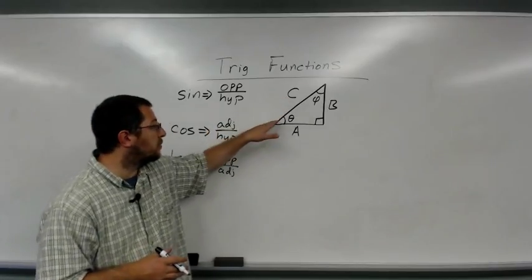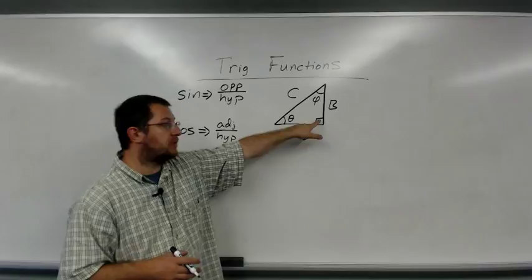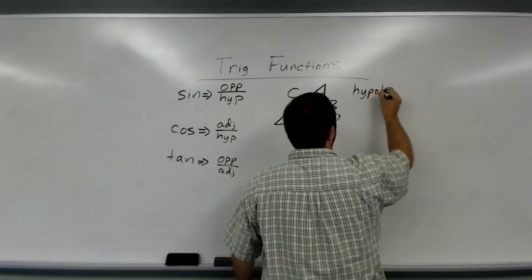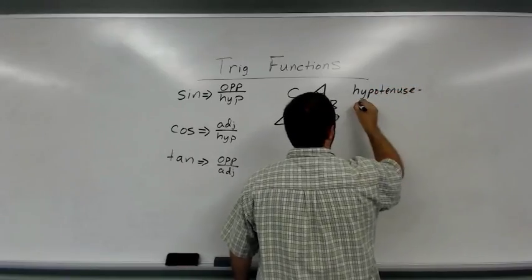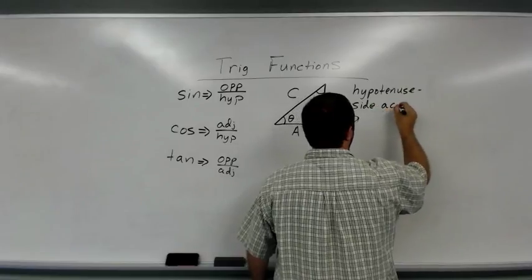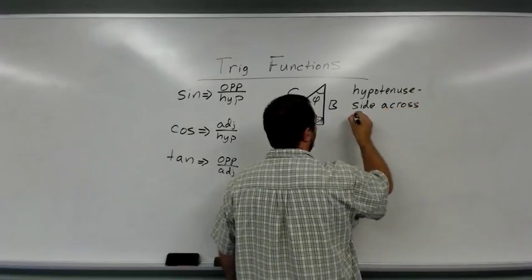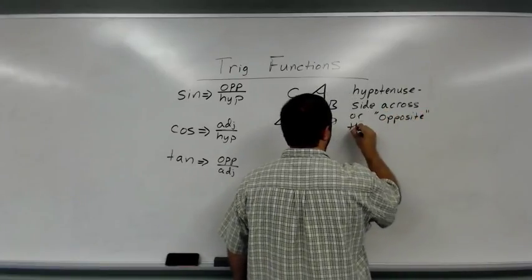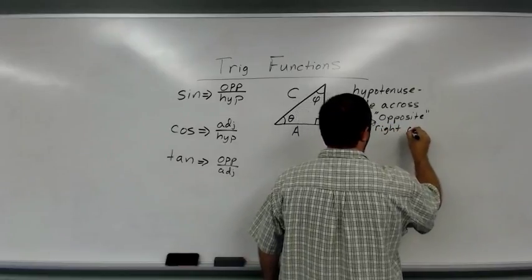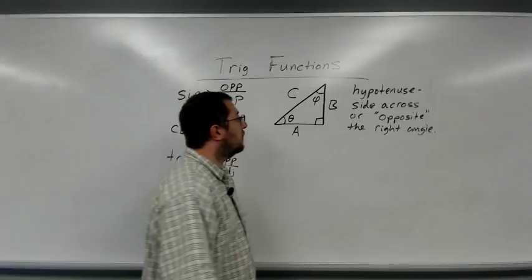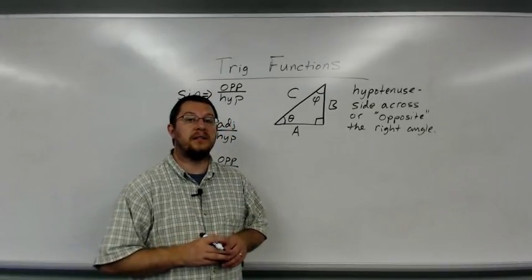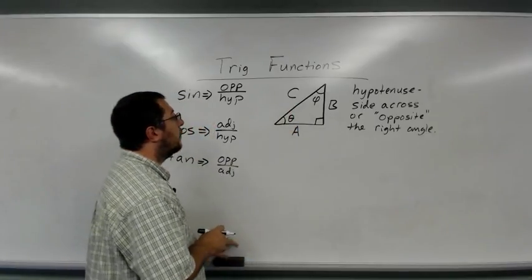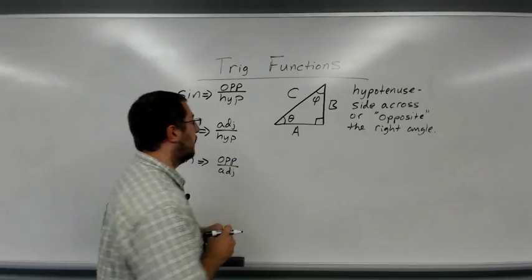Okay? The hypotenuse will always be the side that is across from the right angle. Okay, so your hypotenuse is the side that is across or opposite the right angle. Now, this is also always going to be the longest side of a right triangle. In a right triangle, the hypotenuse will always be the longest side. Now, let's start with this angle theta here, okay?